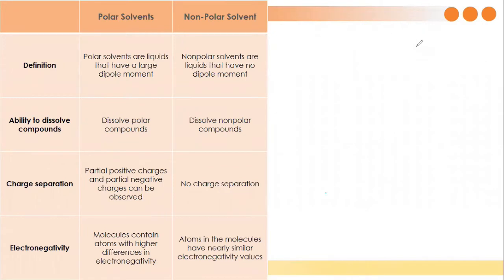Let's now proceed with the discussion of polar solvents and non-polar solvents. First is the definition. Polar solvents are liquids that have large dipole moments, while non-polar solvents are liquids that have no dipole moments. Now, what is this dipole moment that we are referring to? Let me give you an example. Let me first draw the Lewis structure for water, or H2O. We have here oxygen bonded with 2 hydrogens.